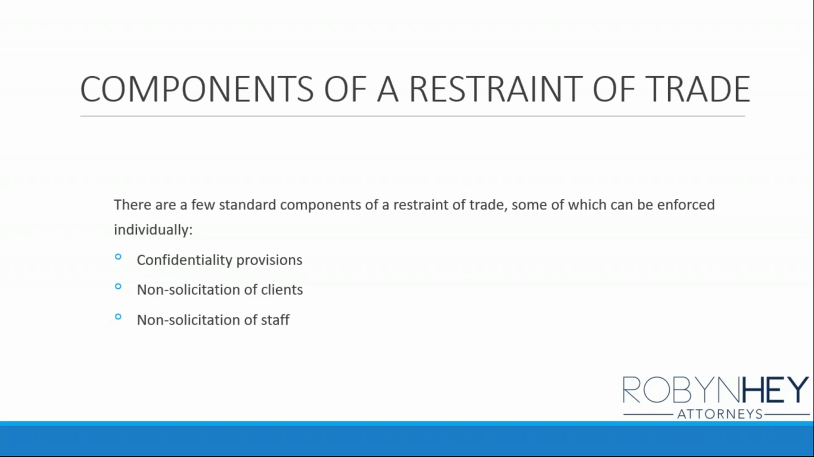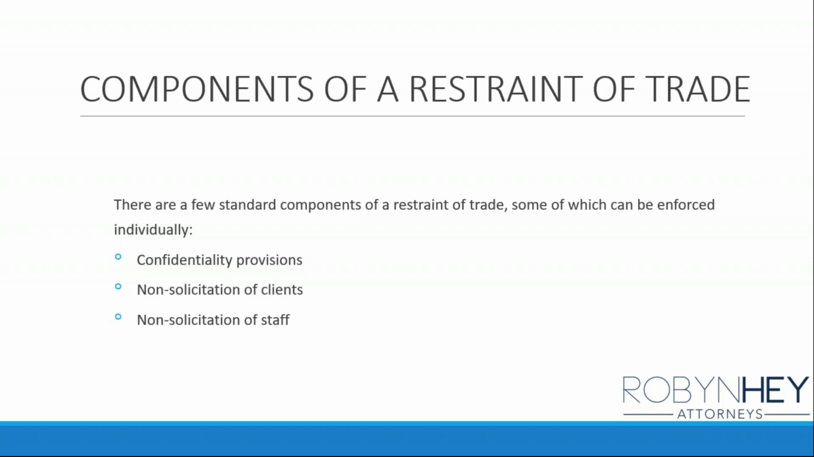Now, under the umbrella of a restraint of trade, you've got confidentiality provisions and non-solicitation provisions, which I always think are a very funny name, but for not interfering with clients or staff. But, you know, it is what it is. So when you deal with these, you can either have a comprehensive restraint of trade provision in your agreement, or you can have a confidentiality provision, or a non-solicitation of clients, or a non-solicitation of staff, or any combination of the three.